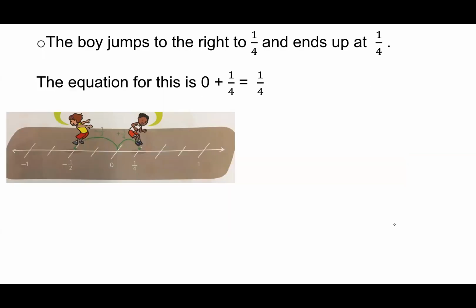Moving right along, the boy jumps to the right 1/4 and ends up at 1/4. And the equation for this is 0 plus 1/4 equals 1/4. This is stuff that you guys intuitively already understand. We're just learning how to write this.